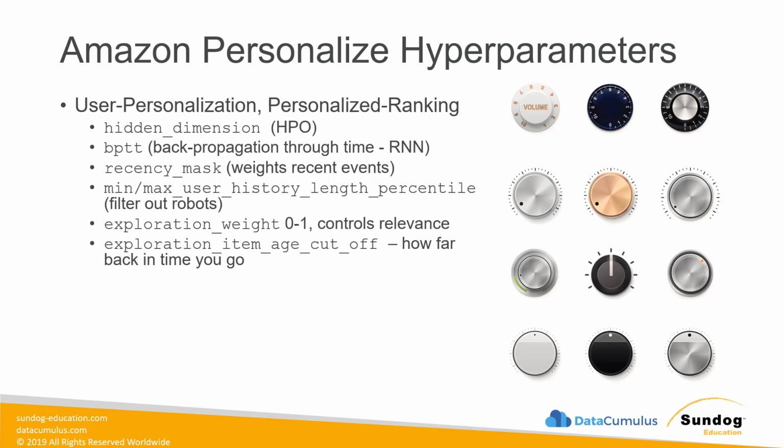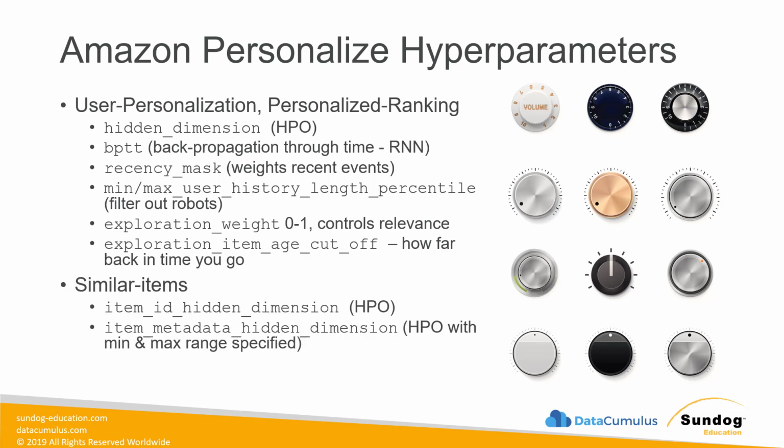Also, there's exploration item age cutoff, and that just sets how far back in time you go while you're doing that exploration. So if I don't want to pay attention to events beyond a certain date, I can set an age cutoff and say, hey, if someone looked at something 5 years ago, probably not that relevant to their current interest. And maybe I can safely throw that away and therefore speed up the processing of this data as well.